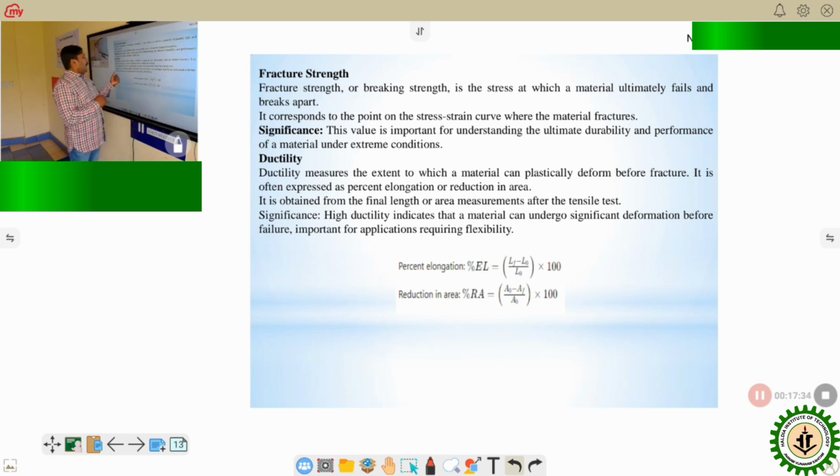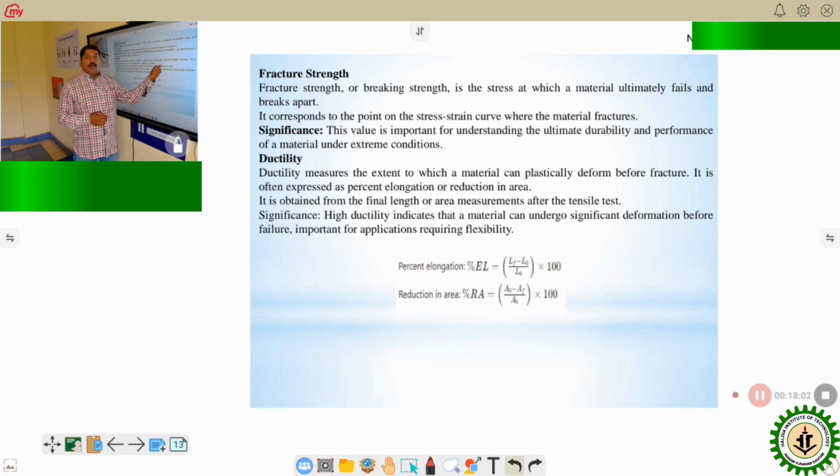Significance, what is this mainly? High ductility indicates that a material can undergo significant deformation before failure. What is the main importance? It is important for applications requiring flexibility: how flexible our material is for any appropriate application. Before that, we have to test all those things.